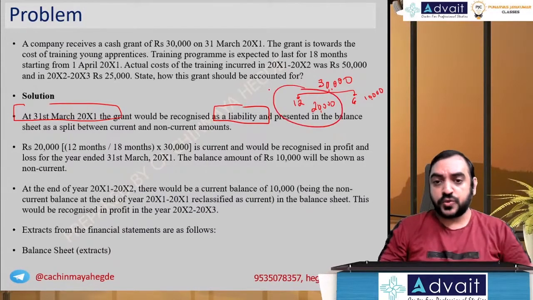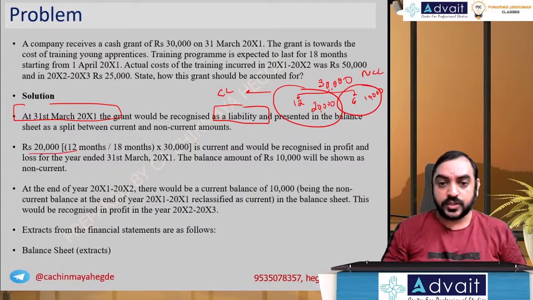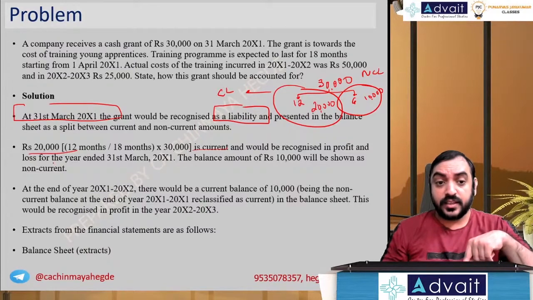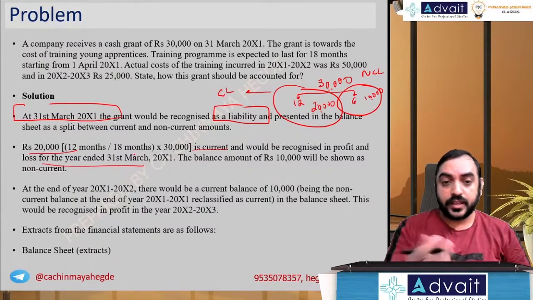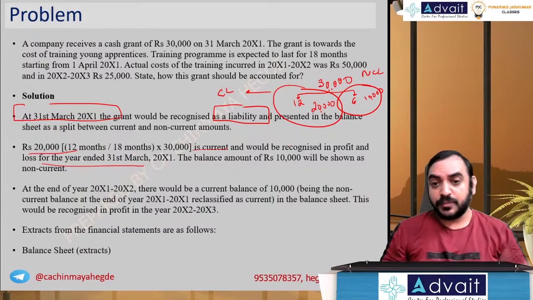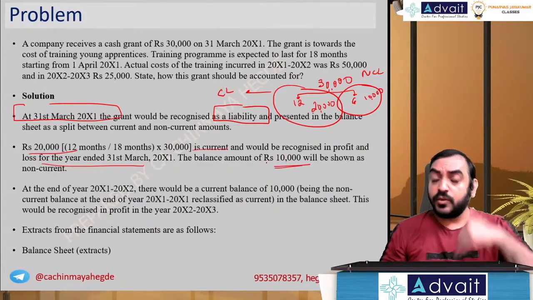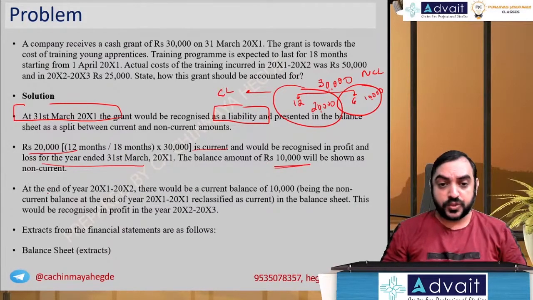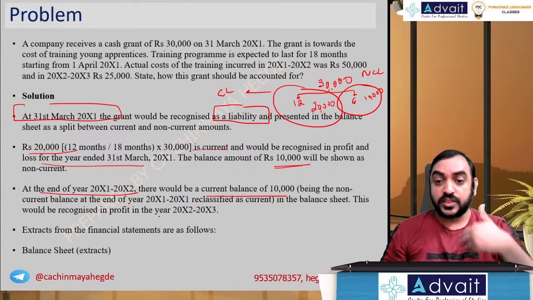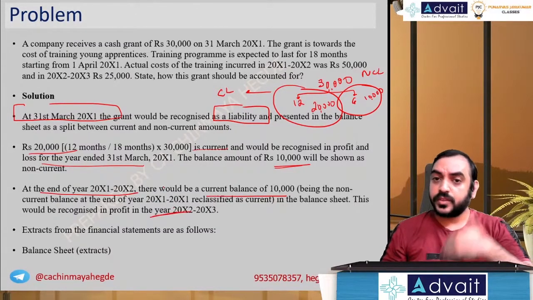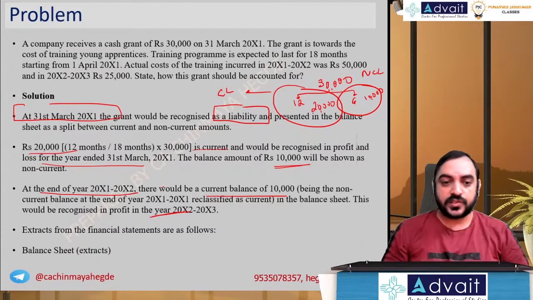So as on 31st March 2001, the 20,000 is classified as current liability under government grant, and this 10,000 will be shown under non-current liability. That's what they told. The 20,000 is shown as current and would be recognized in the coming year. And the balance amount of 10,000 will be shown as non-current and will be recognized in the subsequent year. So on 31st March 2002, there would be a balance of 10,000 and that will be taken to the next year's P&L account, that is over a period of basically 2 years.